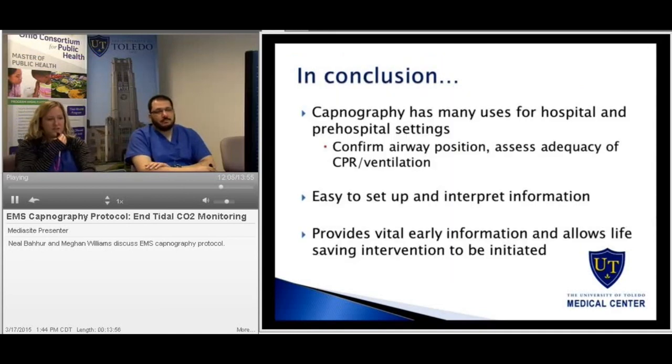Okay, in conclusion, that is all we have. Hopefully everyone is a capnography master at this point. Just recapping some of the most important points of our presentation. Capnography has many uses for hospital and pre-hospital settings. Several important ones we need to think about: confirming airway position, making sure your ET tube or your supraglottic airway is in the right position. That's the number one thing that's good for your patient.